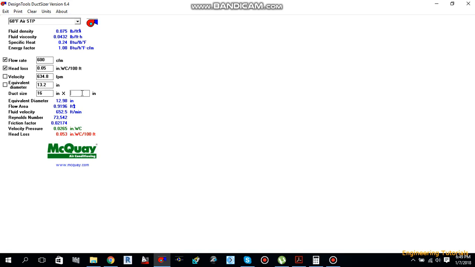So let's change this one to 10 inches. Let's change this one to 10. So as you can see, the head loss calculated over here is 0.04, that is less than our specified head loss, 0.05 inches of water column per 100 feet. So this duct size is perfect to use over there. So what would be 16 inches by 10 inches? 16 inches, that is 400 mm, and 10 inches is 250 mm.